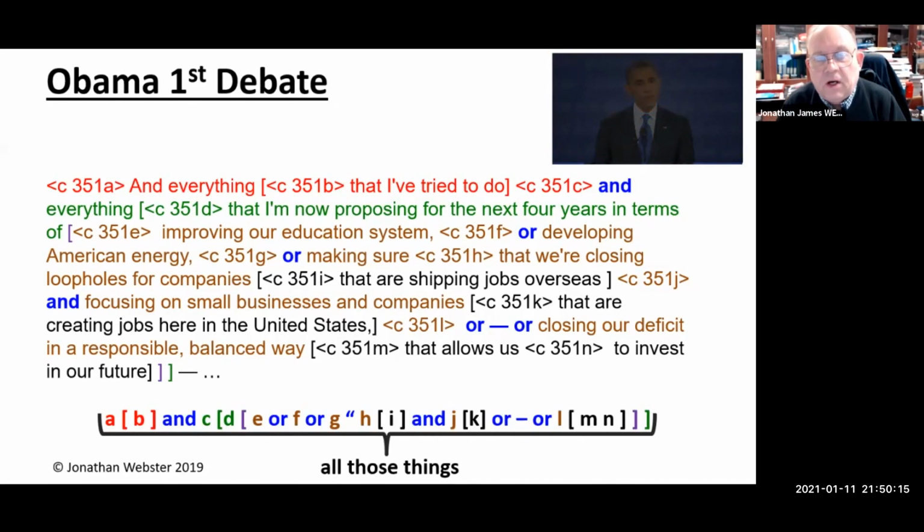He loses his audience, and his ideas, you can see, it wasn't prepared. He was just speaking spontaneously, and it just was extending, not just extending, it was getting deeper and deeper with embedding.